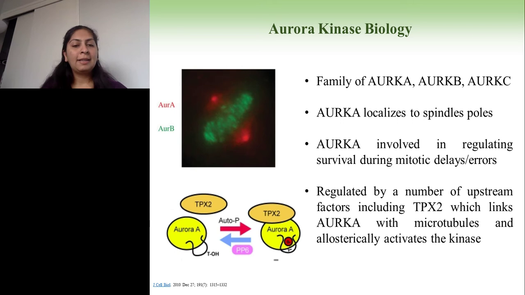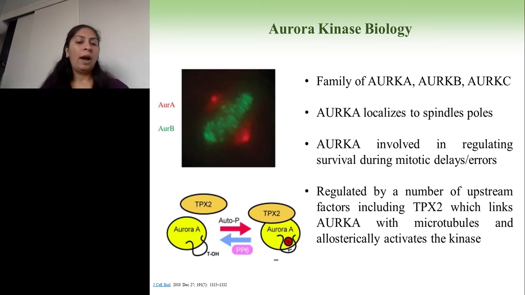Aurora kinase A is involved in regulating survival during mitotic delay and errors. And Aurora kinase is mainly regulated by an upstream allosteric co-activator called TPX2. When TPX2 binds to the Aurora kinase, it enhances its autophosphorylation and prevents the phosphatase from binding to this Aurora kinase, meaning keeping it in a highly active form.